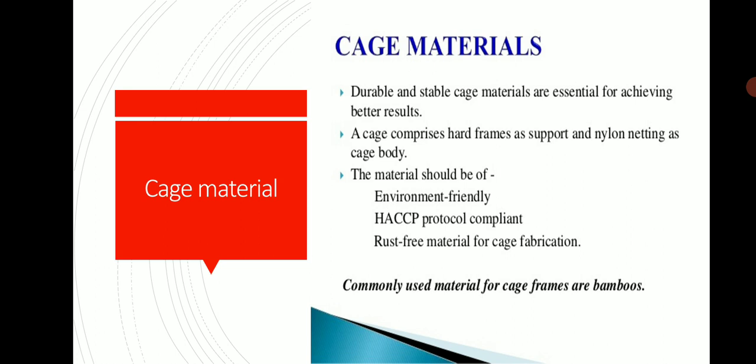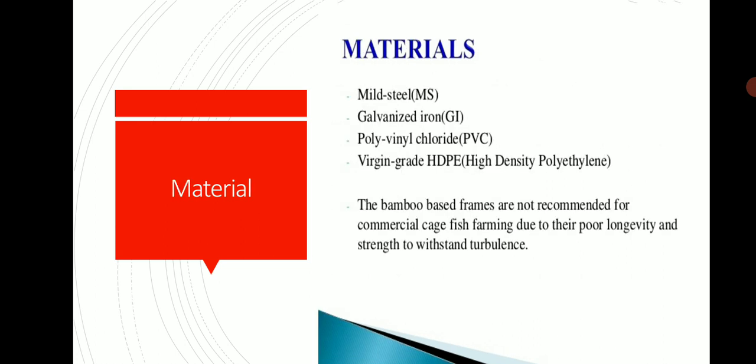Commonly used materials for the cage frame are bamboo, mild steel (MS), galvanized iron (GI), polyvinyl chloride (PVC), and virgin grade HDPE, high density polyethylene. Bamboo frames are not recommended for commercial cage fish farming due to their poor longevity and strength to withstand turbulence.